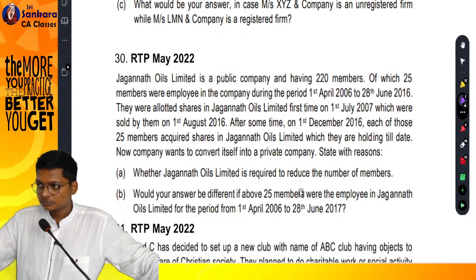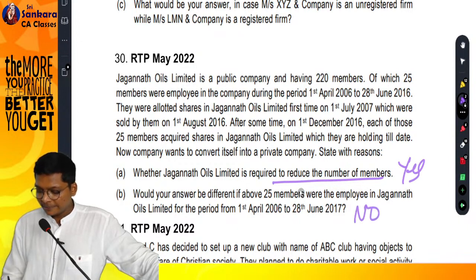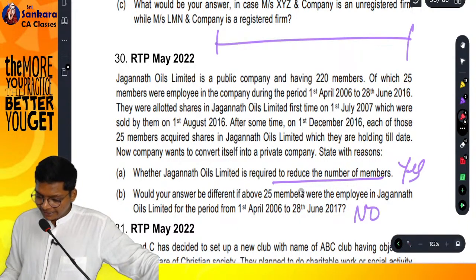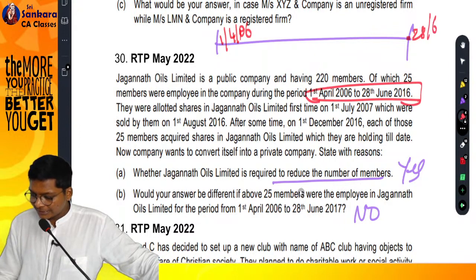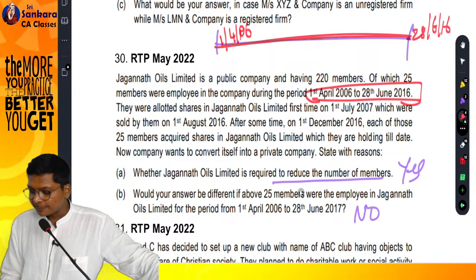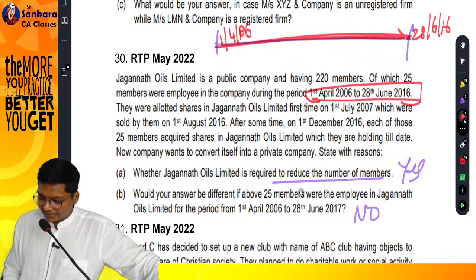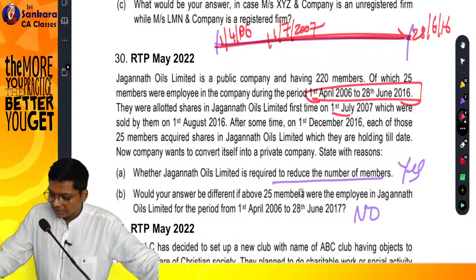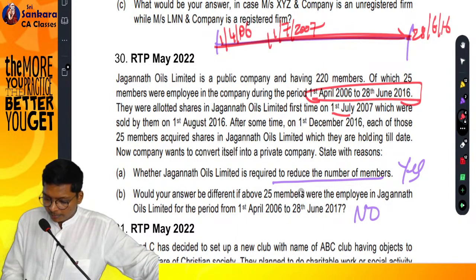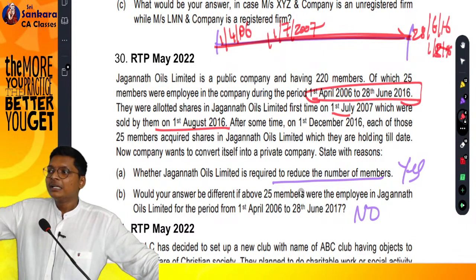Answer, guys. First case, should I reduce? Yes. Second case, no. Let me show you the timeline quickly. The timeline given is 1st April 2006. They were in employment from 1st April to 28th June. In this period, if you got the shares, don't need to count. They got the shares when? 1st July 2007. No need to count. They sold it on 1st August 2016. After they left the company, they sold it.